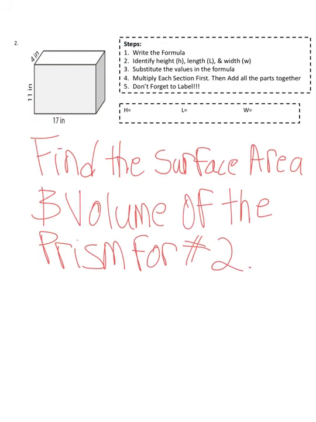Alright, you're going to go ahead and try number 2 on your own. I need you to find both the surface area and the volume of this prism. So remember, it's like you're doing 2 problems. You need to find the surface area first, and then you need to find the volume for the prism of number 2. It is the same as number 1, just different numbers, so just follow the same steps and process as we did for number 1.